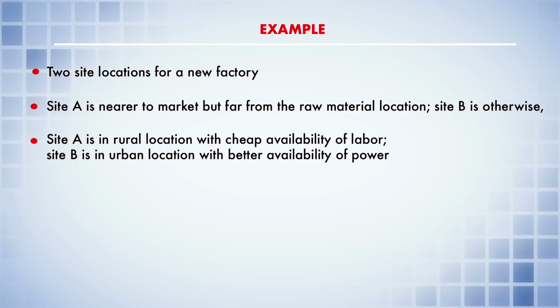Now, see the second. Site A is in a rural location with cheap availability of labor, while site B is in an urban location where you will find better availability of power and water. Again the question: which site will you select? In both cases you will find that you have to compromise on certain issues and factors while selecting a particular site. That is why facility location is not easy.